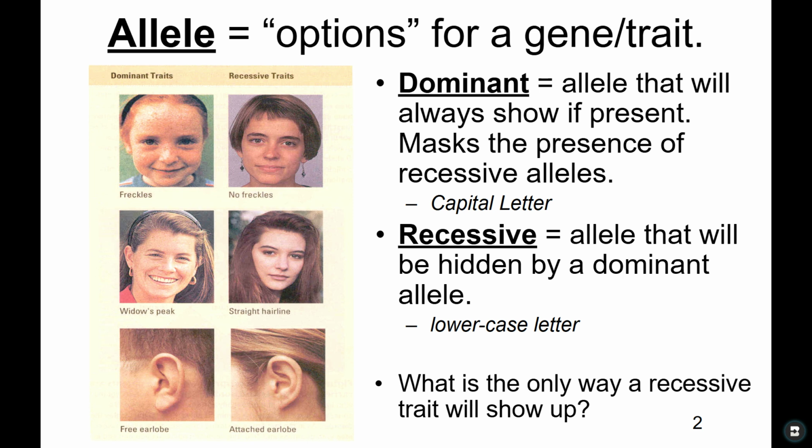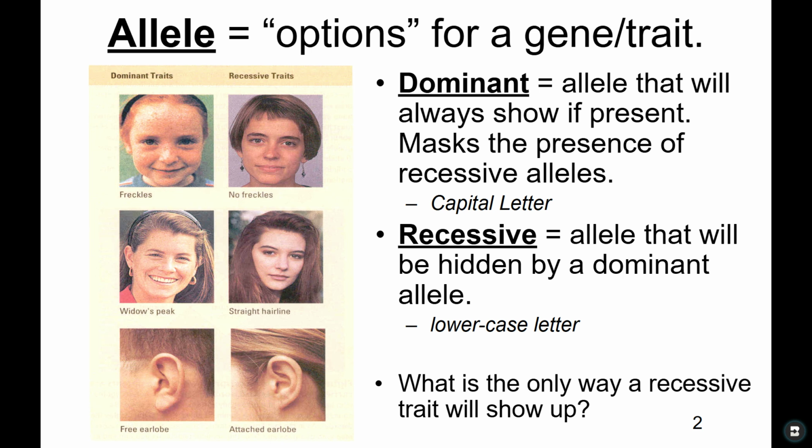Dominant alleles are those that always show up if they're present, meaning that is the trait that is expressed. They will in fact mask the presence of a recessive allele, and we denote them with a capital letter. So let's take, for example, freckles. There is a gene for the presence of freckles. If you have the dominant version of the gene, you have freckles. If you have the recessive version of the gene, you do not have freckles.